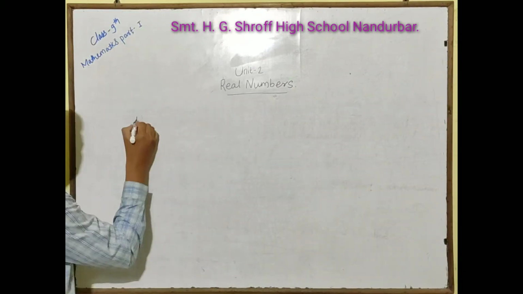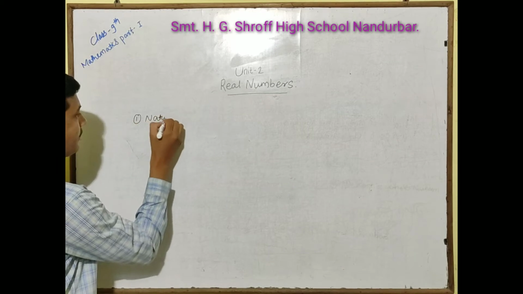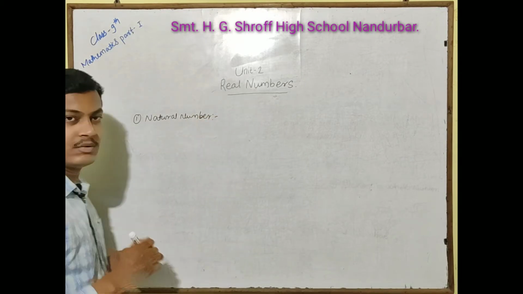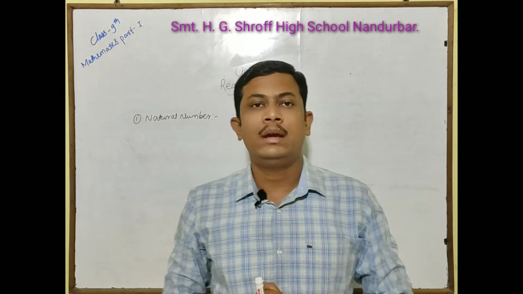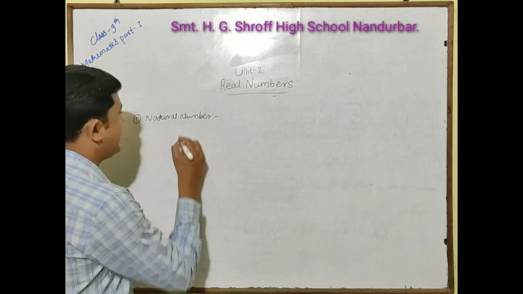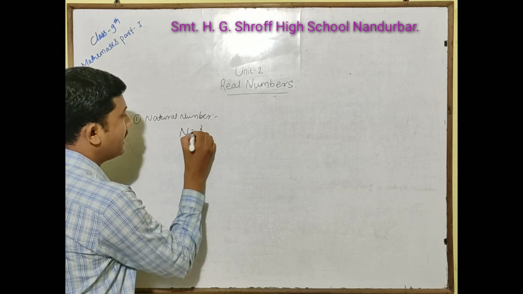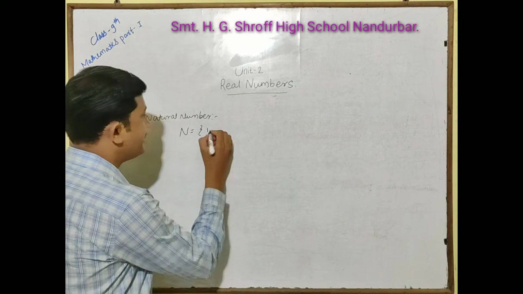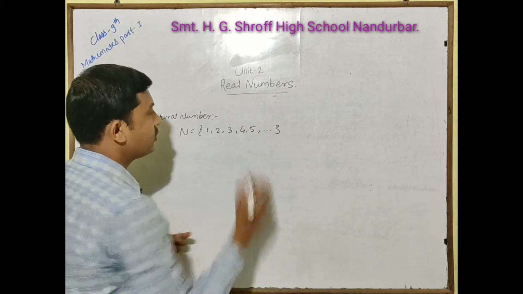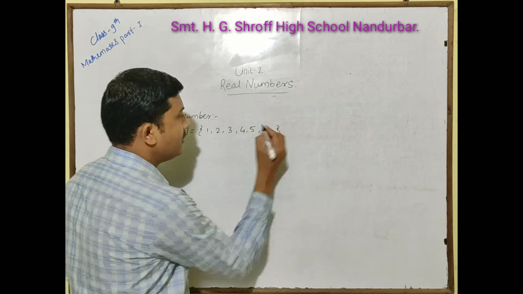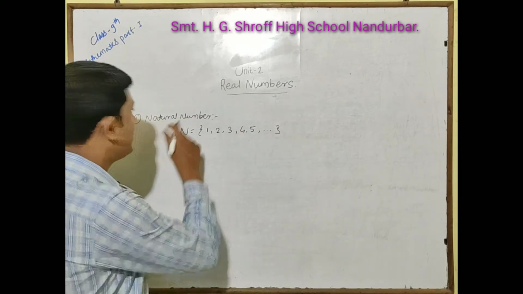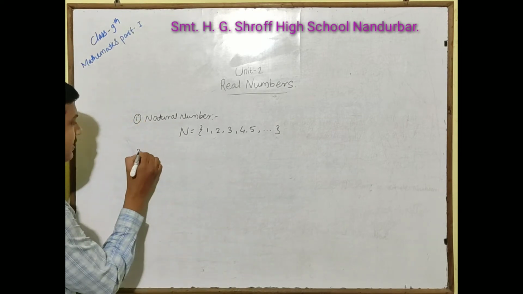First one is natural number. Counting numbers, which we start from 1, 2, 3 and so on, are known as natural numbers, and the set of natural numbers is given as capital letter N with curly brackets containing the elements of the natural numbers. We start from 1, 2, 3, 4, 5 and so on. To show the infinite numbers, we should use simply 3 dots, not more than 3 dots, because it has some mathematical meaning. Next to the natural number is whole numbers.